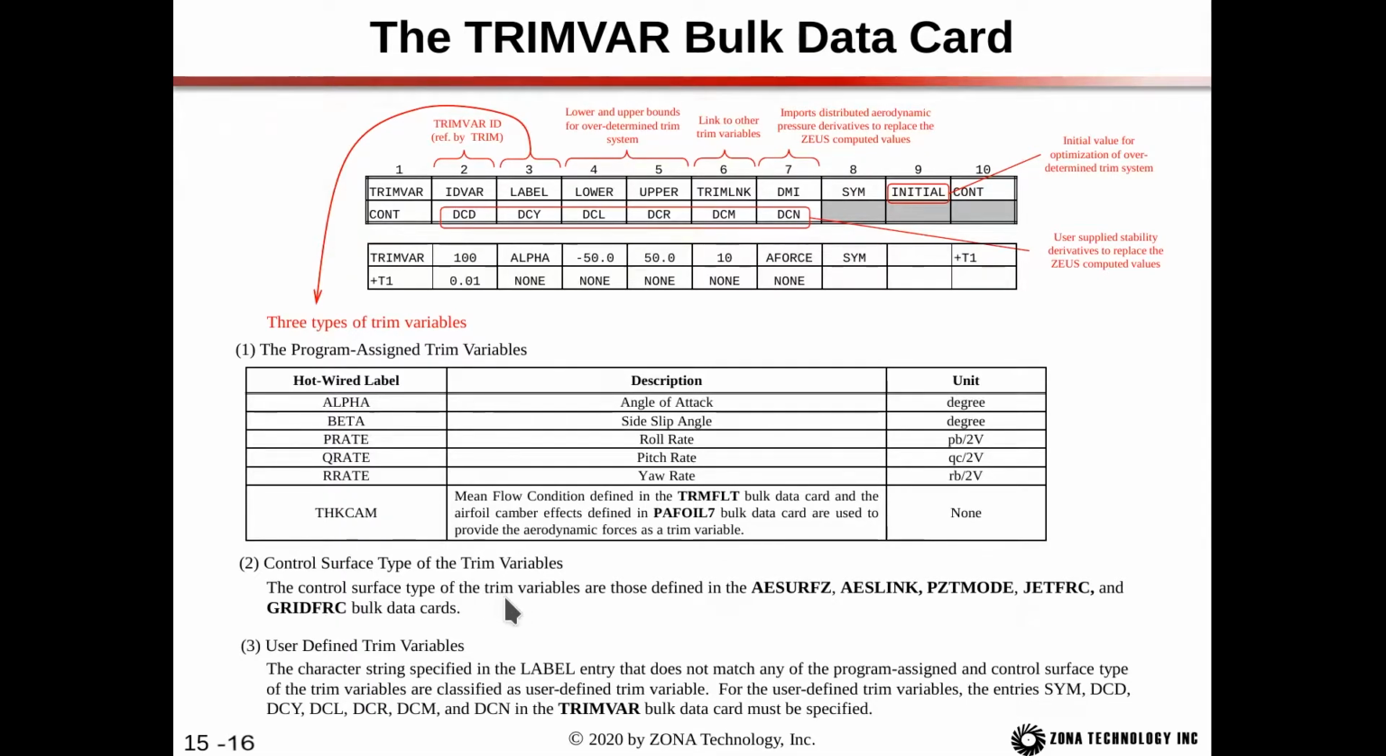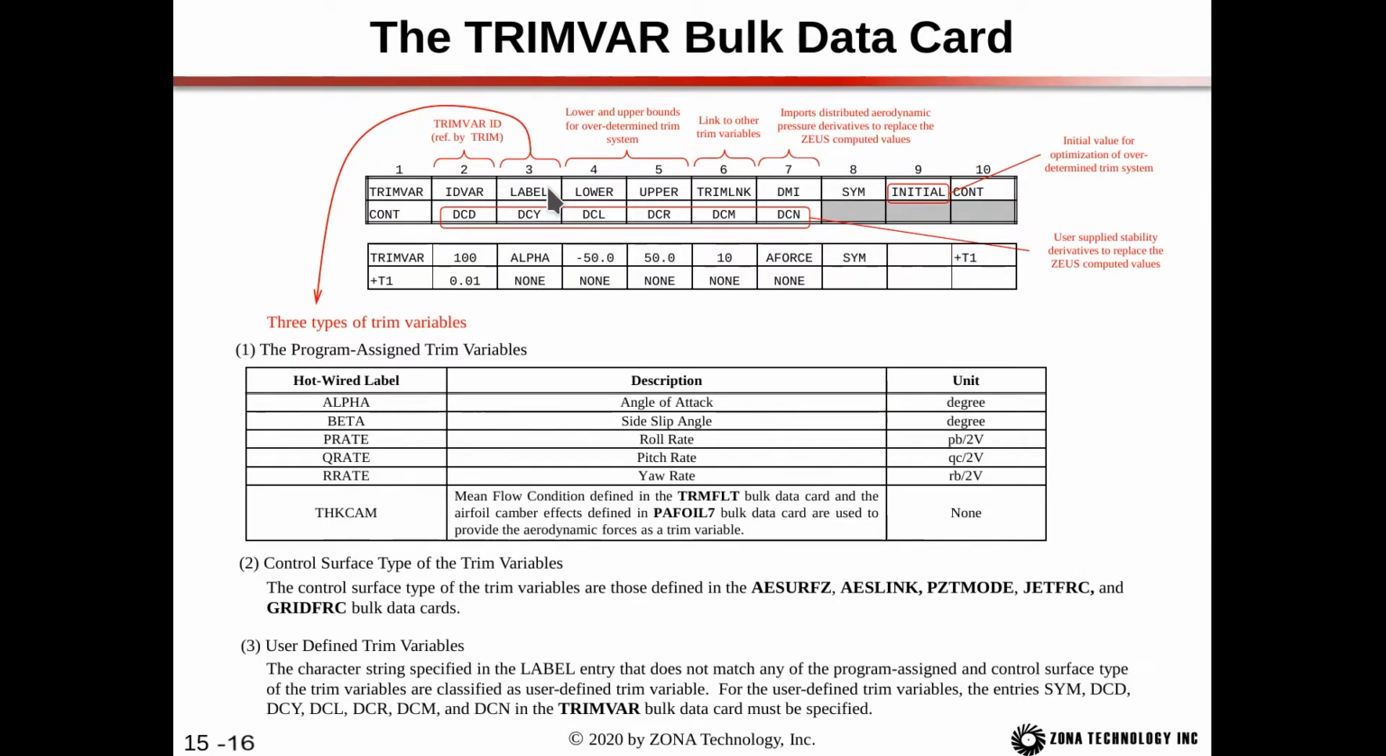So the label must match the label in an AE serv Z, AES link, PZT mode, jet force, and grid force card. Actually, I believe jet force is not present in ZEUS. That's left over from ZEUS. And then lastly, we have the user-defined trim variables. So here, if the label does not match any of the program assigned or the control surface type of variables, then it's a user-defined trim variable. So for the user-defined trim variables, then the user must specify the sim and then the user-supplied stability derivatives.